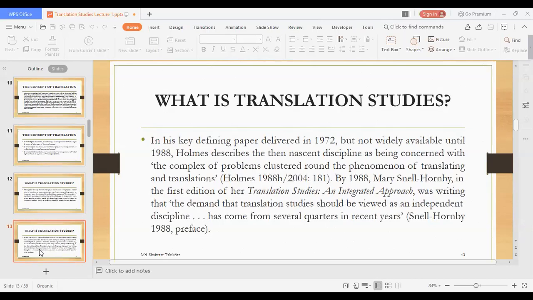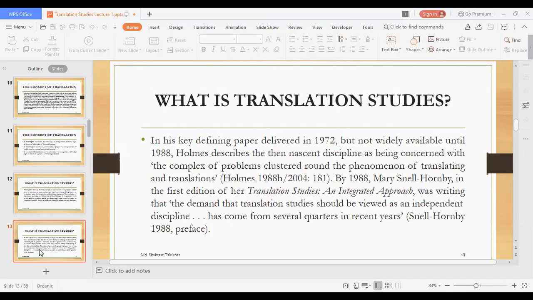In 1972, he published an article, and in this article he says that translation was just developing as a discipline. At that time, it wasn't a specific discipline like the English department, physics, chemistry, or the BBA department. So it didn't exist at that time as a department. But work was going on, and people like Holmes and other scholars were working to establish translation as a separate discipline or subject, like translation studies.